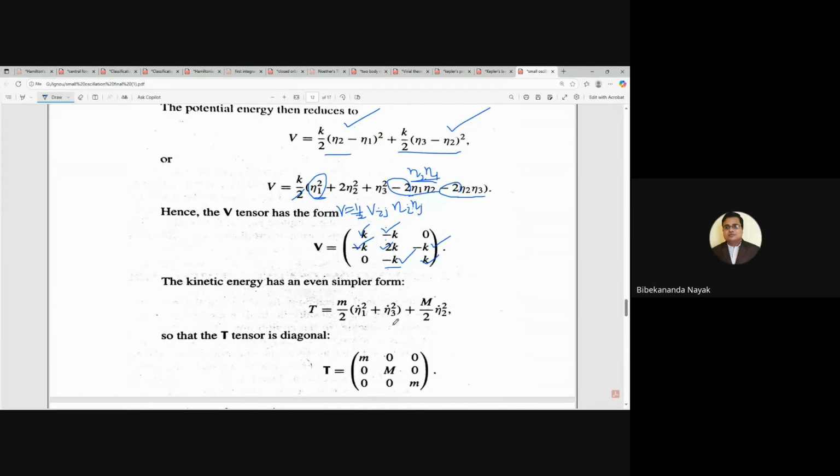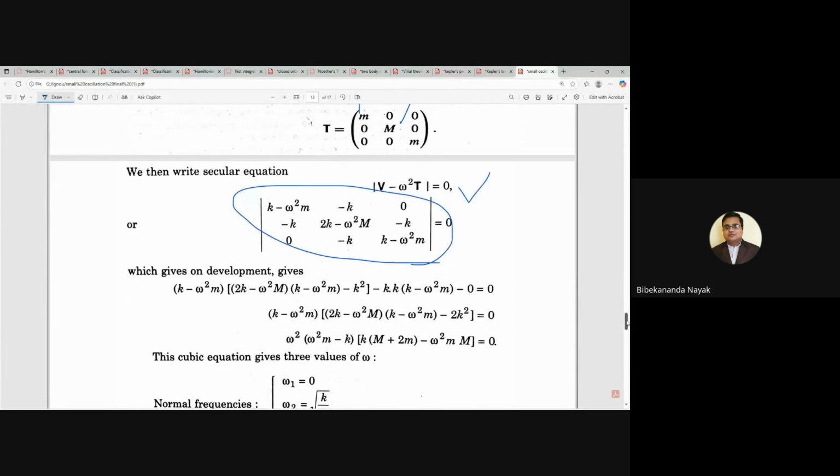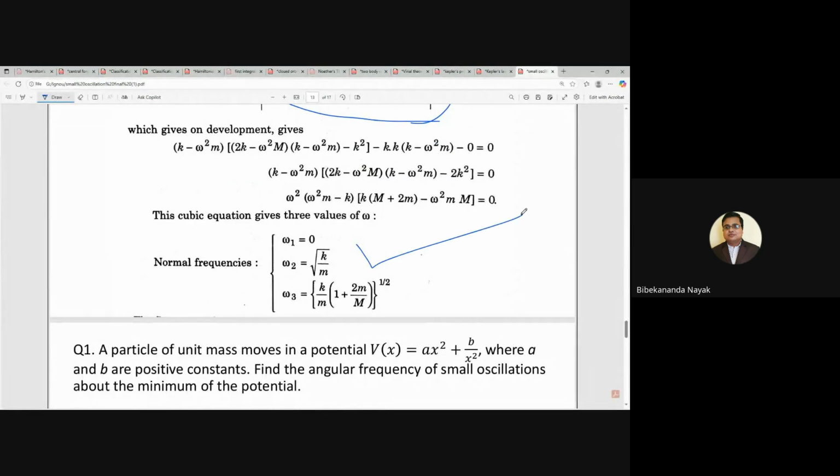Similarly, for the kinetic energy, generally it is very easy. It is only the product of half m v square. So for v1, v2, v3, its coefficient is capital M, that is m, 2m or 3m. Then you use this formula, determinant of V minus omega square T equal to 0, and solve this. Putting in the values, you can get the 3 values of omega.